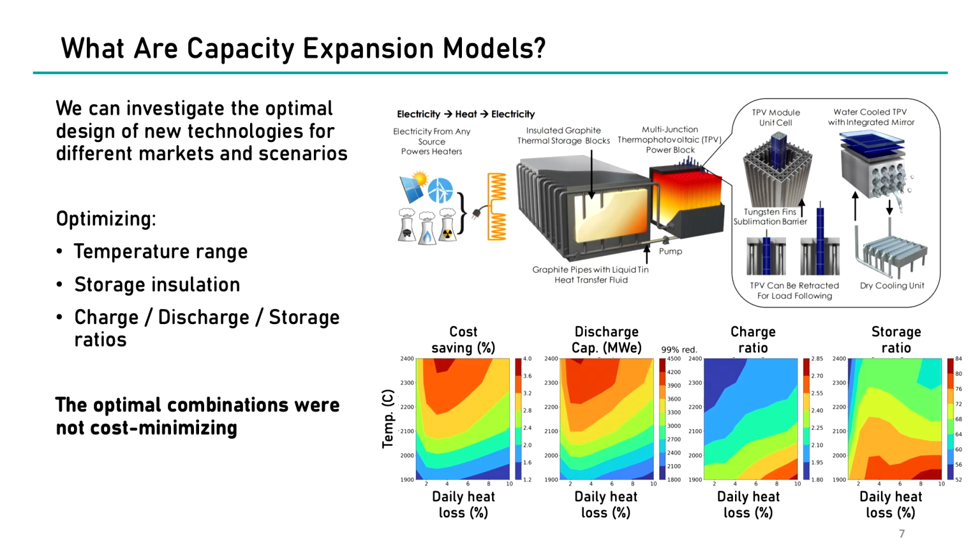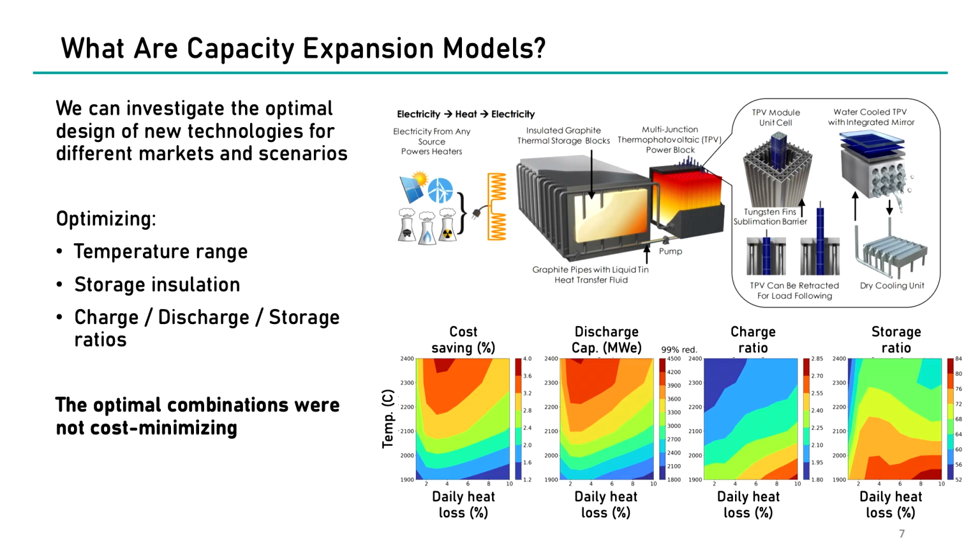And we found that the answers for these, here we have some examples, was that it should be as hot as possible, and there was an optimal loss of about 3% per day. And the charge-discharge ratios varied a lot depending on the market you're in. Were you in a solar dominant market? Were you in a wind dominant market? Were you in a place with summer peaking or winter peaking?